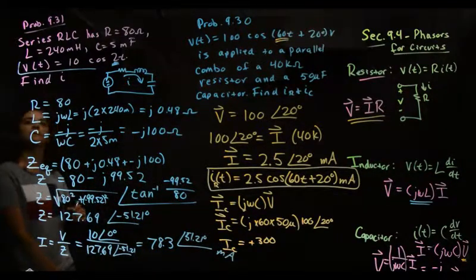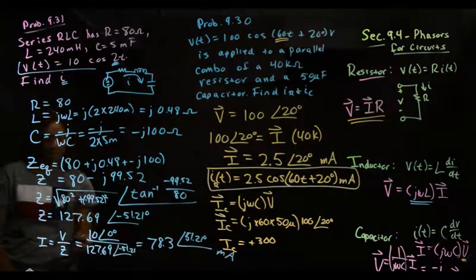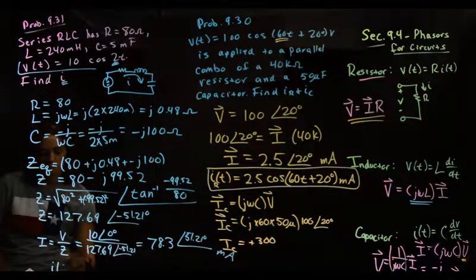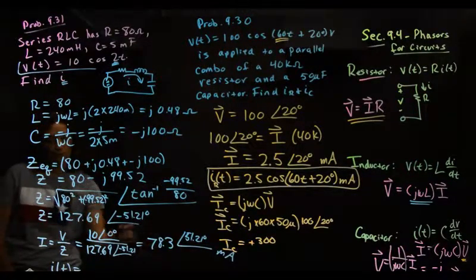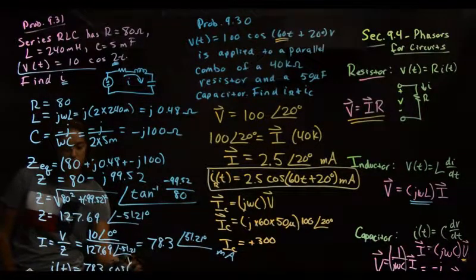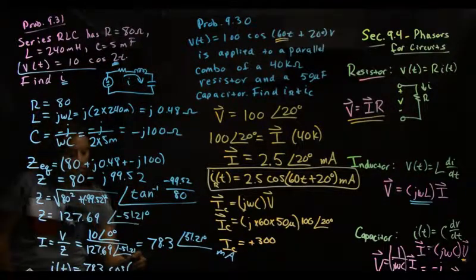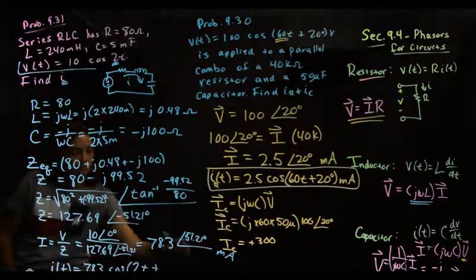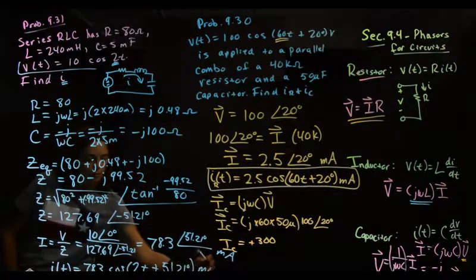So there's my I. Again, they asked for the lowercase i, meaning they want i of t. So we translate that back into a sinusoid. I of t is 78.3 cosine omega t. Looking back at the original, omega was 2. So 2t plus the angle, 51.21 degrees milliamps.